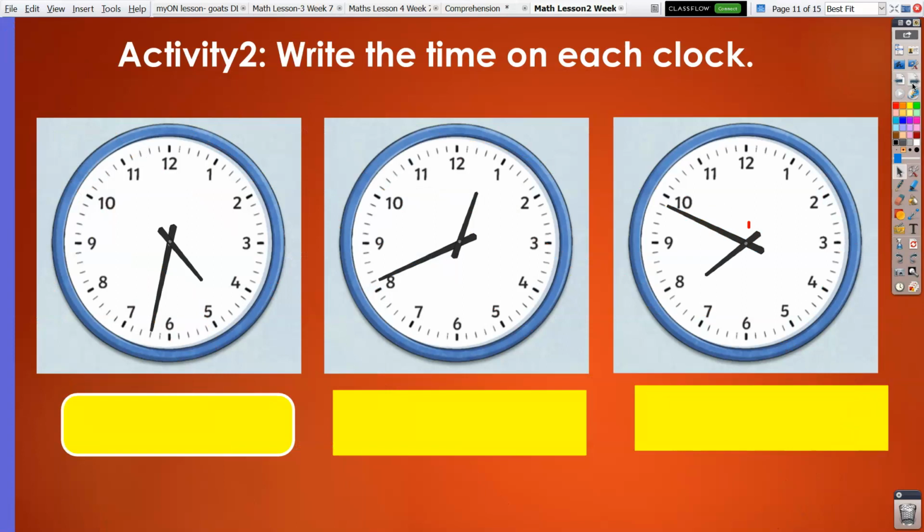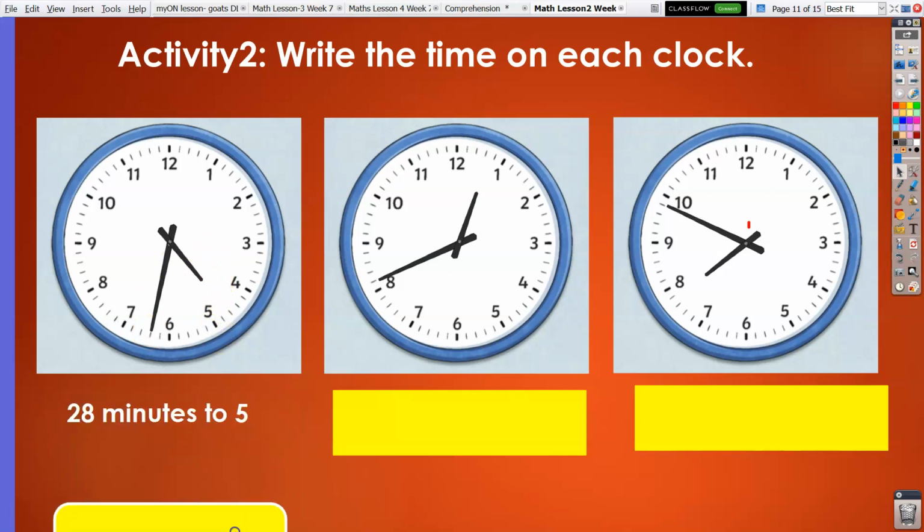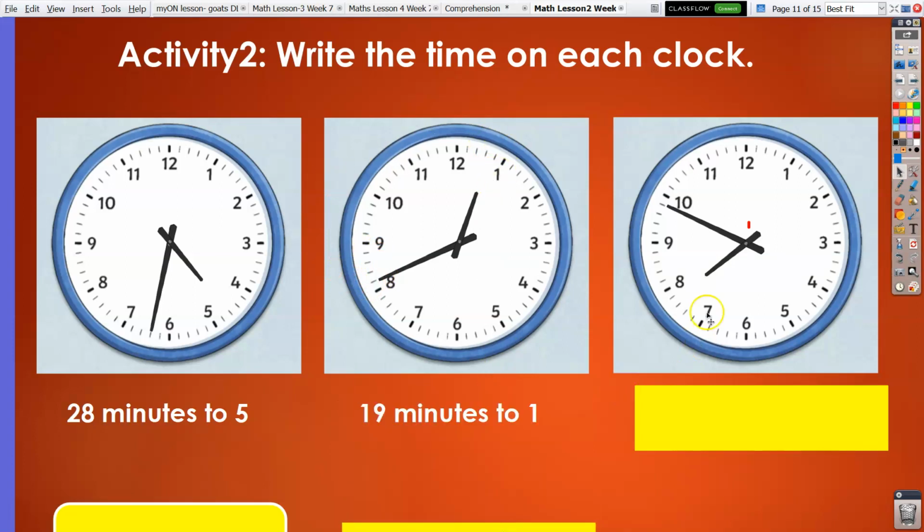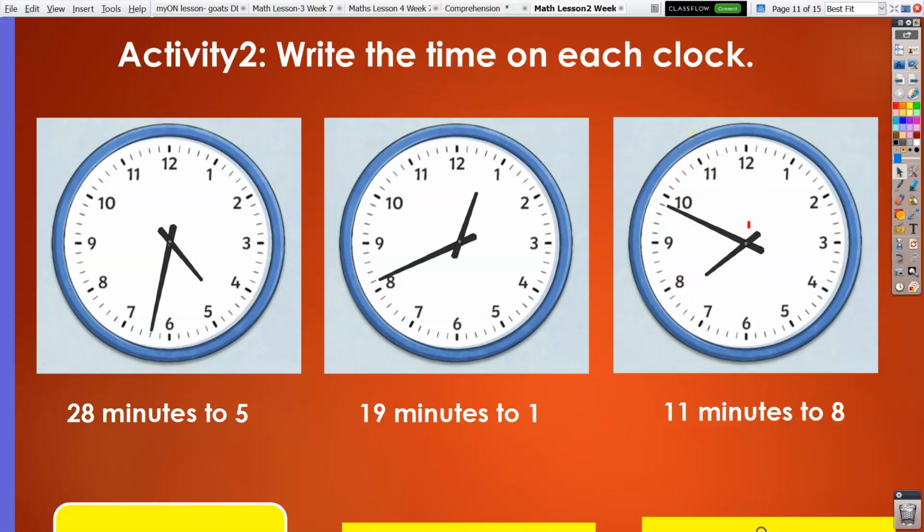Write the time on each clock. Pause the video and write your answers. Time is up. Now let's see if your answers are correct. 5, 10, 15, 20, 25, 26, 27, 28. 28 minutes to 5. That's correct. 5, 10, 15, 16, 17, 18, 19 minutes to 1. And finally, we have 5, 10, 11 minutes to 8.